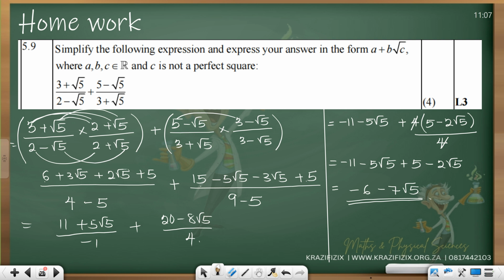They told us to write it in terms of a plus b root c. Can you see that? A plus b root c. So my a is actually negative 6. Some examiners will tell you to write them down. And my c is 5. Interesting. Just basically using the laws.